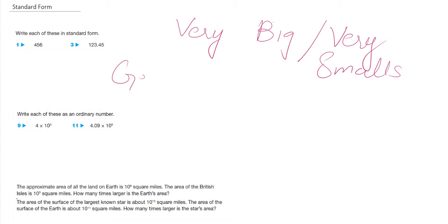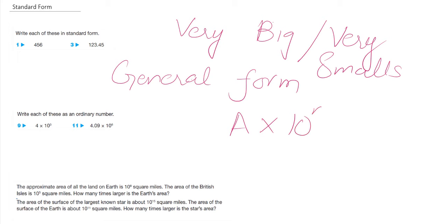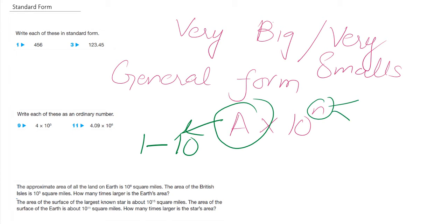For example, let's take a general form: a times 10 raised to power n. Okay, so this is a general form of writing numbers in standard form. Here a can be any value starting from 1 to 10, and n can be any whole number. It can be positive or negative with the base 10. So this is a general form of writing numbers in standard form.